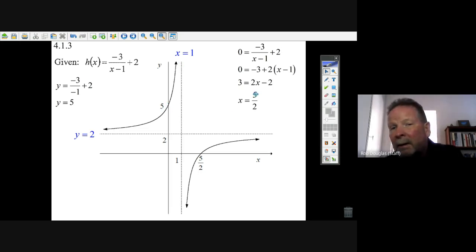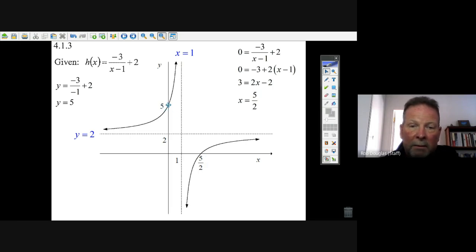Now, it's a little bit harder finding the x-intercept. You have to let y equal 0. Then you multiply everything by x minus 1. You'd still have 0 there. The x minus 1 would cancel here. You get minus 3. And then 2 times x minus 1. Well, you get 2x minus 2. Add the 3 to this side. Add 2, you get 2x equals 5, and then divide by 2, x equals 5 over 2 is your x-intercept.